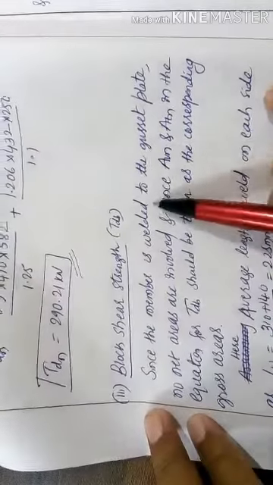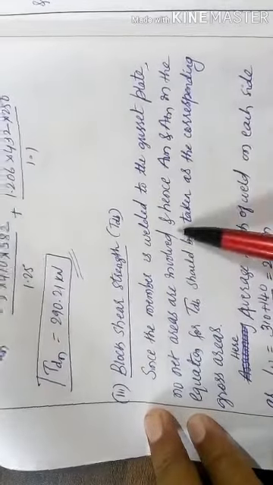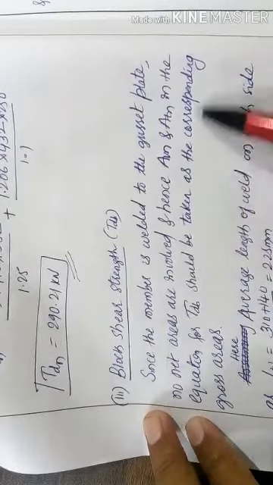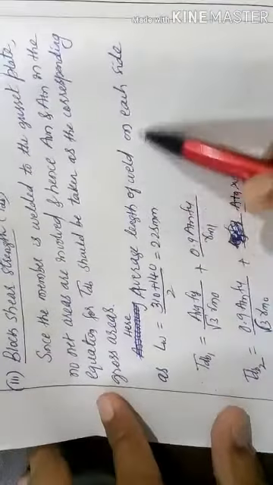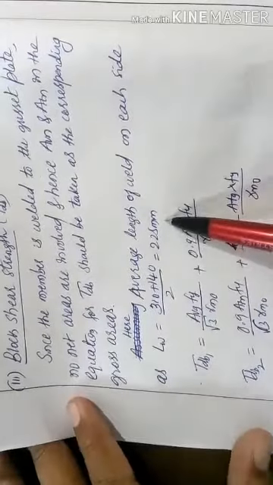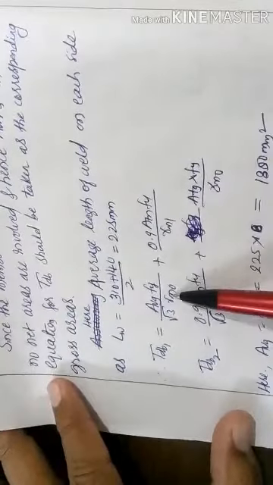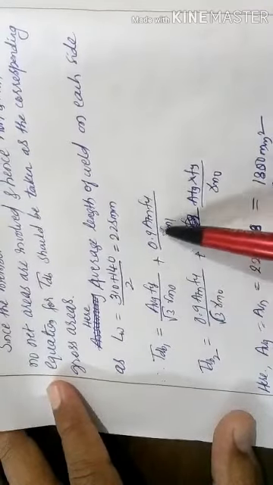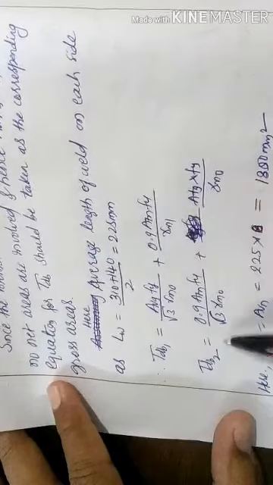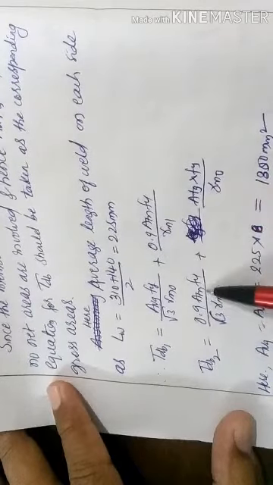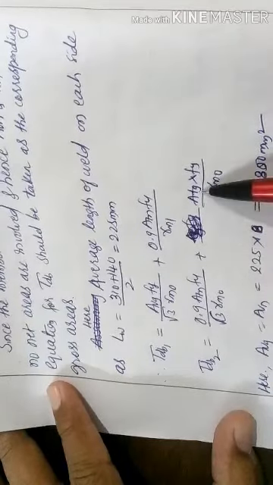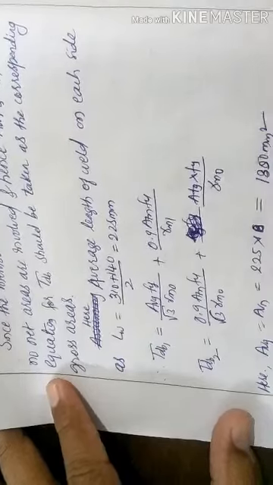Since the member is welded to the gusset plate, no net areas are involved, and hence AVN and ATN in the equation for TDB should be taken as the corresponding gross areas. So here let us take the average length of the weld, as we know this is 225 to be taken. Then TDB1, this is the formula you have in the codebook: AVZ into FY divided by root 3 gamma MO plus 0.9 ATN FU divided by gamma ML. Then TDB2 is 0.9 ATN FU divided by gamma MO into root 3, plus ATN FY divided by gamma MO. Okay, then calculate AVZ.